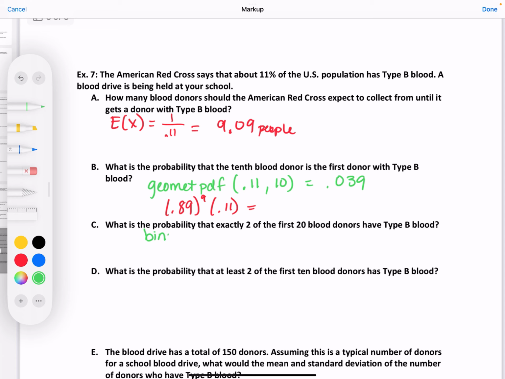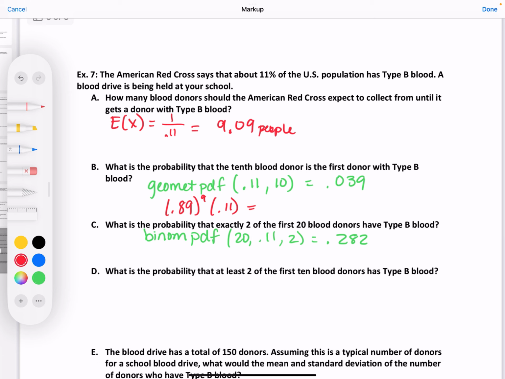PDF or CDF? PDF, because we want a specific amount. And it'll be of 20, it's 20 trials, probability of 0.11, and we want 2 of them. So that is 0.282.